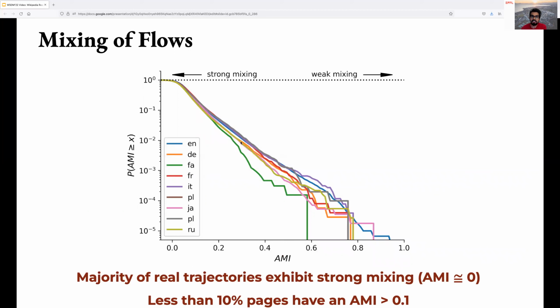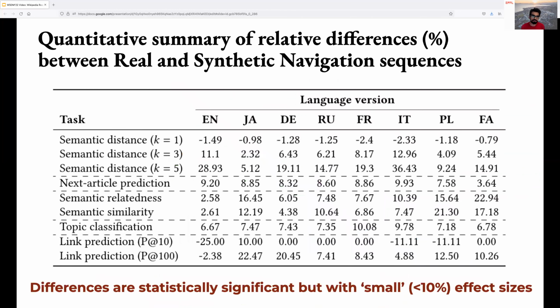What we see is that the majority of real trajectories actually exhibit very strong mixing, or mutual information close to 0. And only less than 10% of pages have mutual information higher than 0.1. And this is a plot which depicts exponential decay. So this particular finding shows that most trajectories in the real navigation sequences observed in Wikipedia have almost no predictability, and that's why they are closer to an order 1 process.